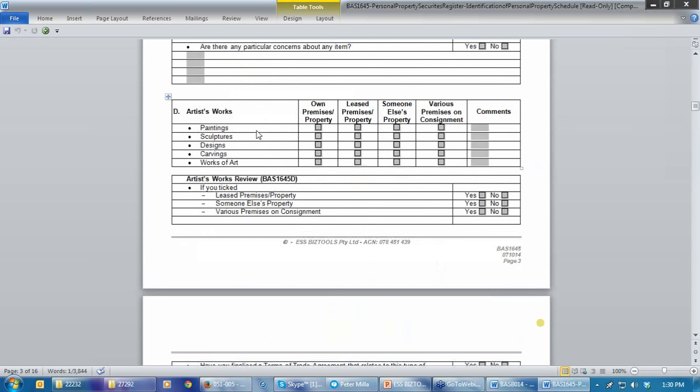Artist works come into this very heavily. There have been a couple of major issues in New Zealand of paintings, sculptures, designs, carvings. If they're being produced as a business and stored on someone else's premises, there can be real issues.